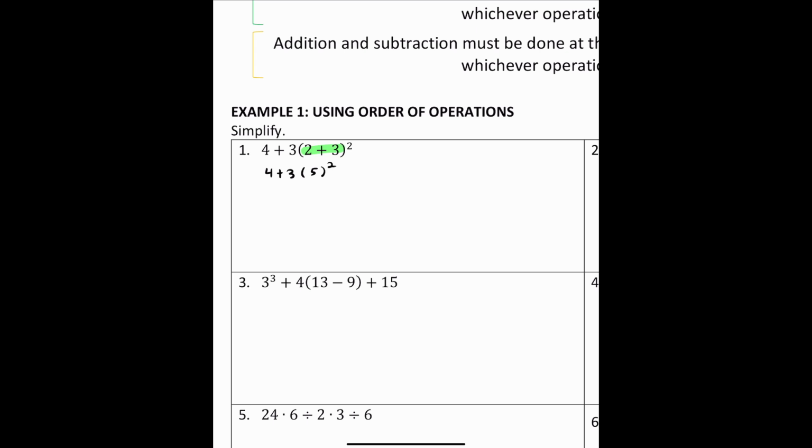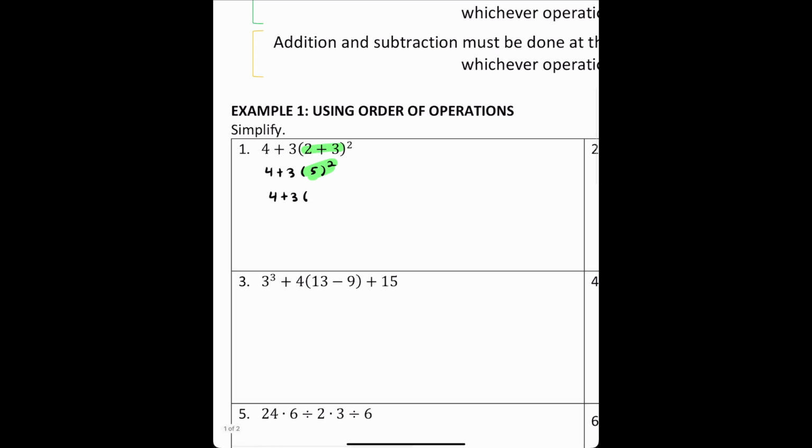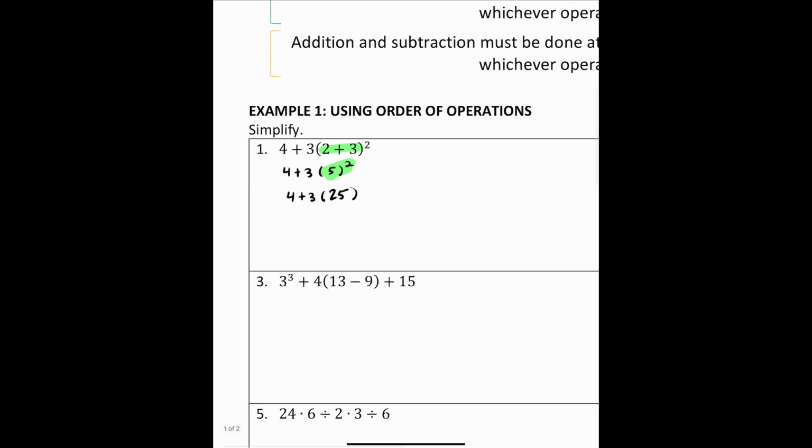And then I'm going to do exponents next. So I have 4 plus 3 times 25. So now I can go ahead and multiply, because that's the next step that I have to do. So it's 4 plus 75, and then I'm going to add these two numbers, so I have 79.